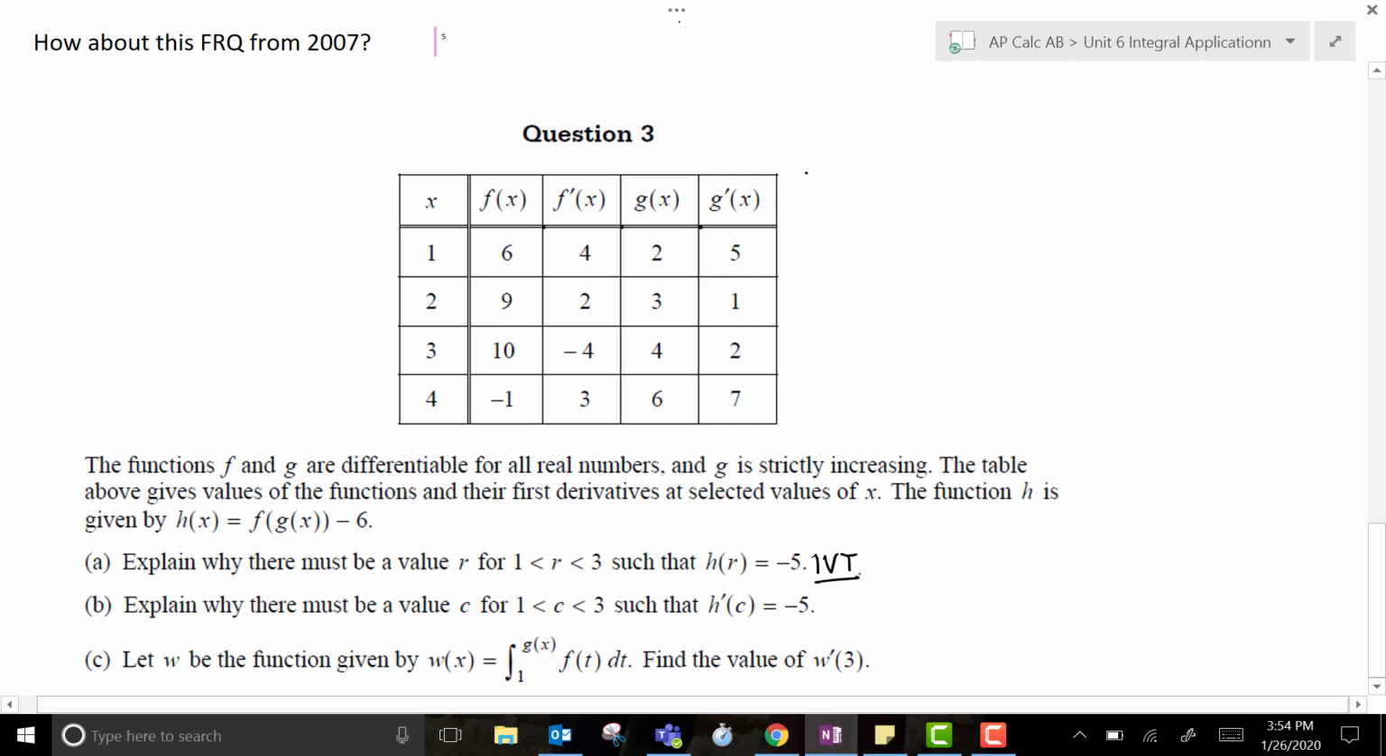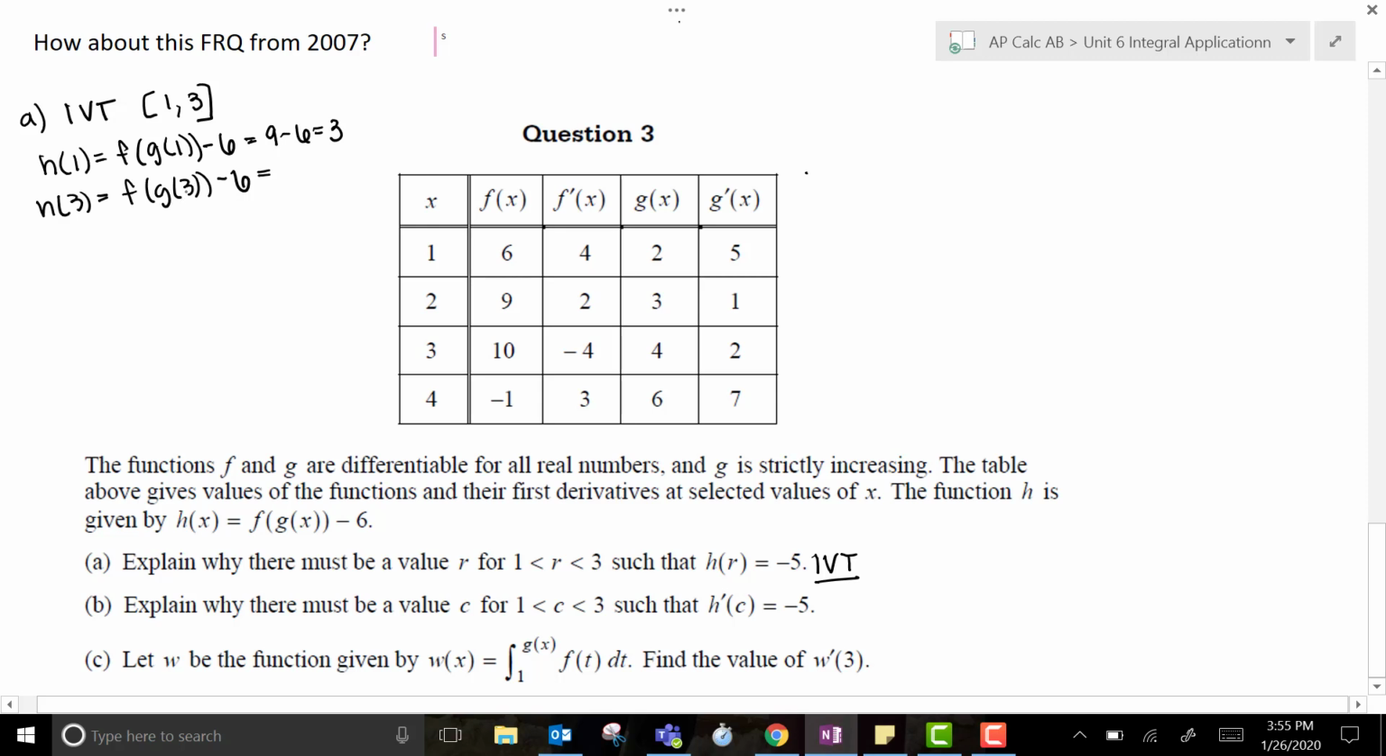So let's come up here and go to the left so we can have some room. Because this would be free response, we need to make sure we're showing our work thoroughly. So let's do IVT, and we're doing the interval 1 through 3. So let's get this written down. I know h of 1 is f of g of 1 minus 6, and h of 3 is f of g of 3 minus 6. And we can just solve this out here. g of 1 is 2. f of 2 is 9. So we have 9 minus 6, which is positive 3.